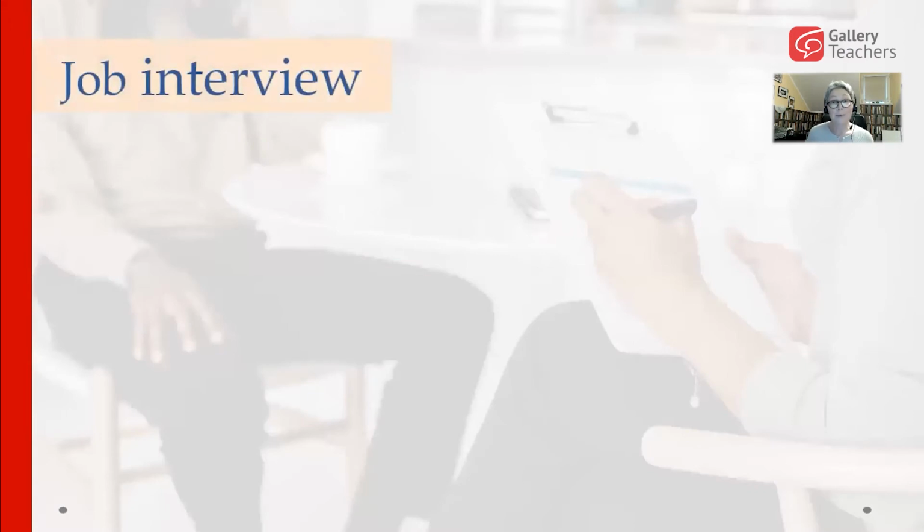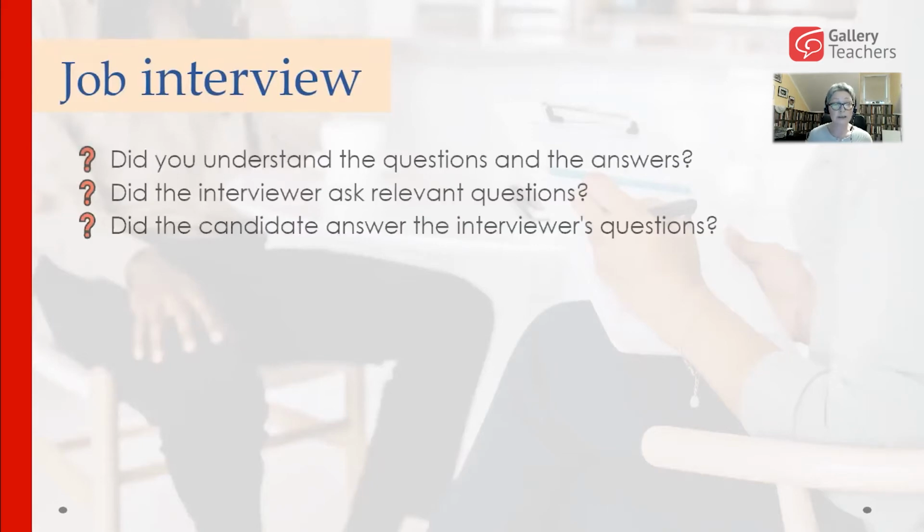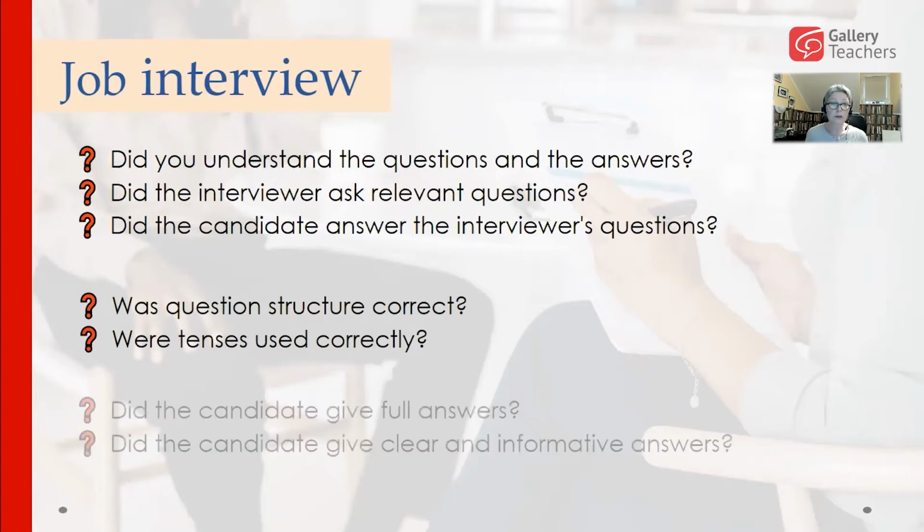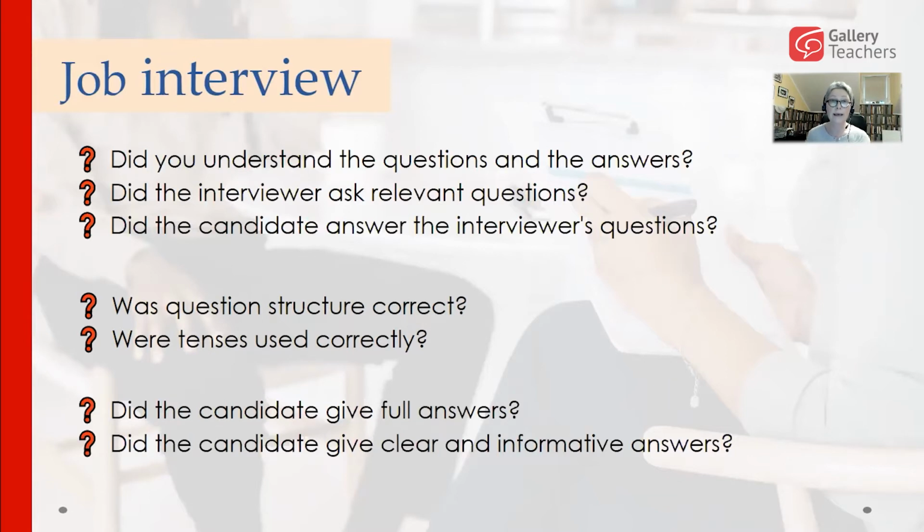So if we take again our previous example of a job interview role play, we could start with questions which are relatively easy to answer, such as, did you understand the questions and the answers? And next time you want to involve students in giving peer feedback, you can move forward and the criteria could be a little bit more complex. So for example, in terms of language, was question structure used correctly? And in terms of communicative strategy, did the candidate give full, clear, and informative answers?